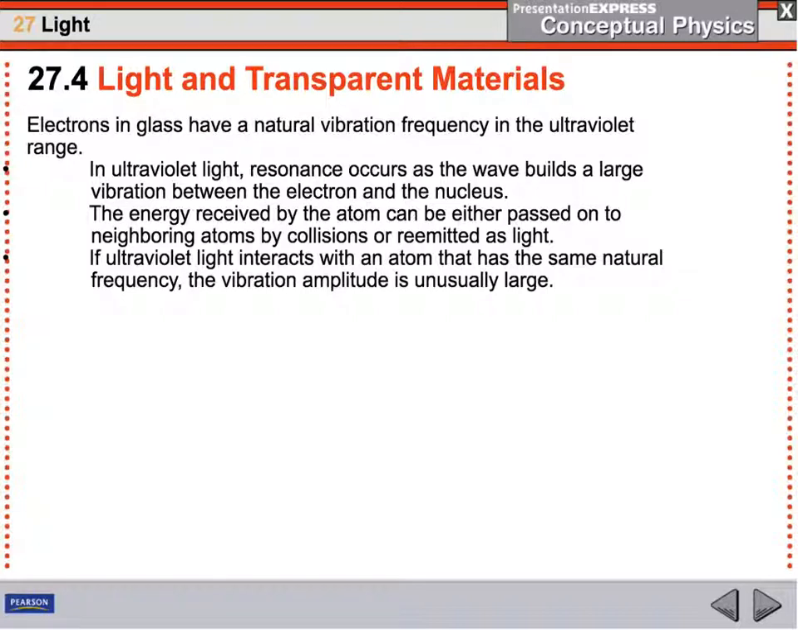In ultraviolet light, resonance occurs as the wave builds a larger vibration between the electrons and the nucleus, making them bounce more and more. The energy received by the atom can be either passed on to neighboring atoms by collisions or re-emitted as light. The ultraviolet light interacts with an atom that has the same natural frequency, so the vibration amplitude is unusually large.